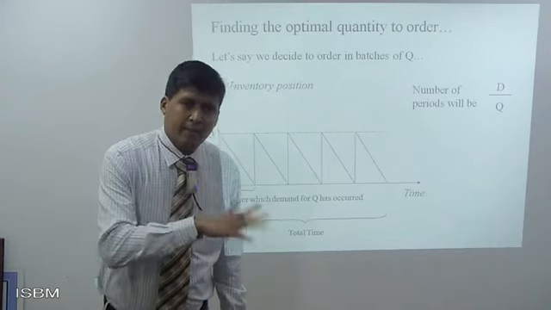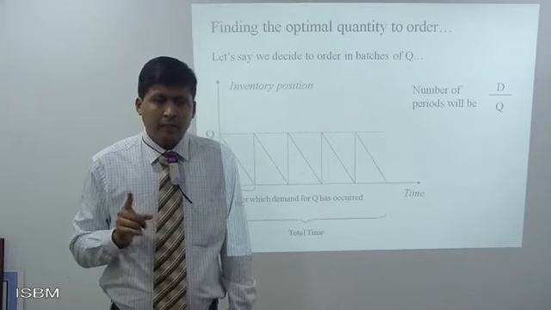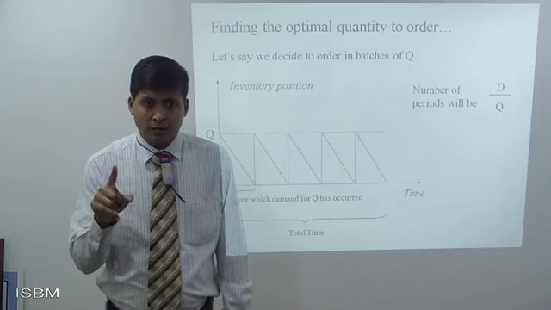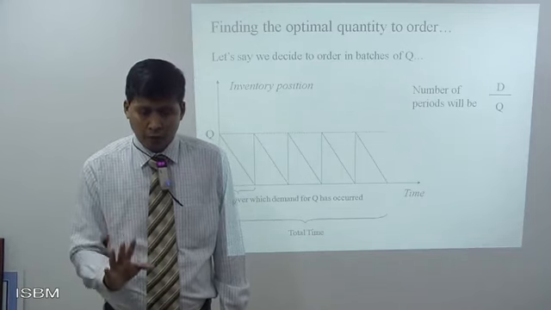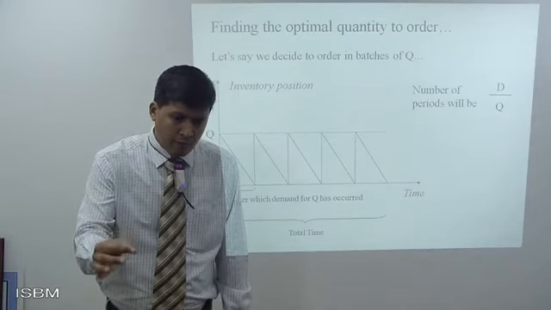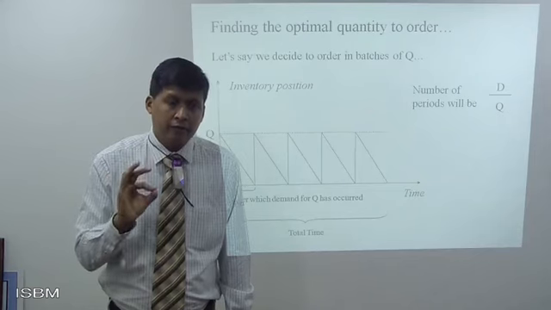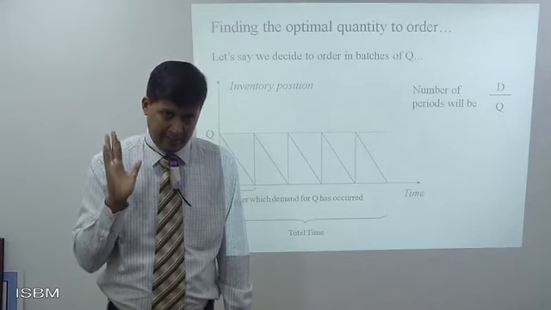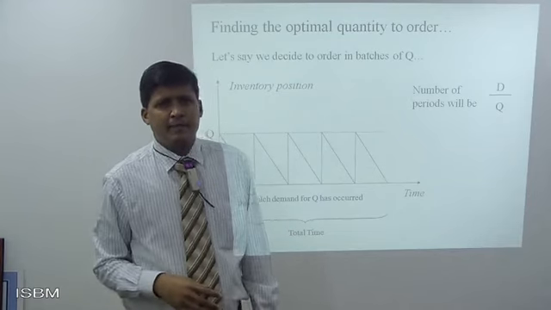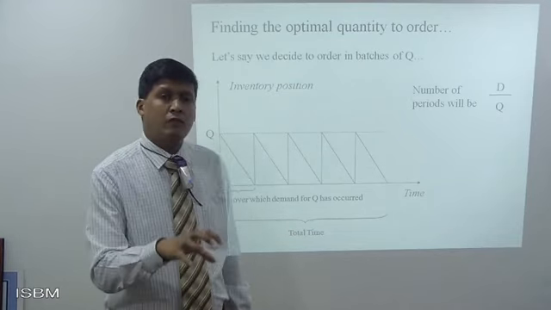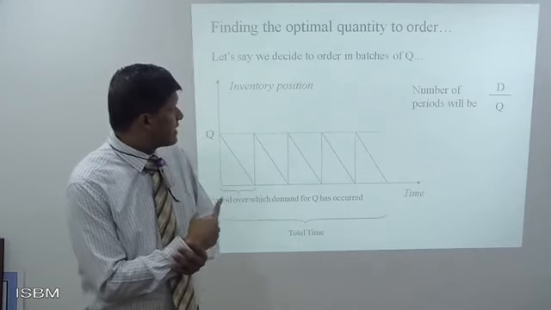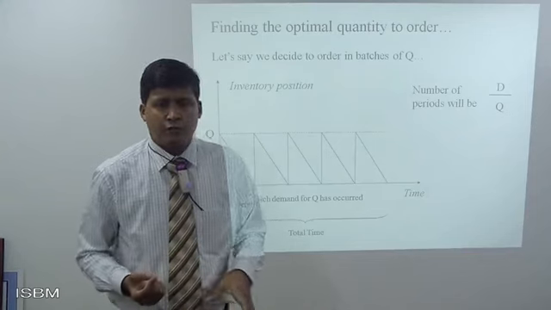Let's go back to the example. What is the question? If your household consumption of milk is 1.5 liters for a household of 4 or 5 people, how much milk would you buy if you are buying once a day? It is a question at a very micro level. That means how much quantity would you order? Let's say we decide to order in batches of Q.